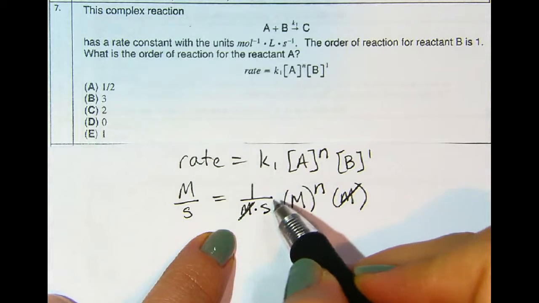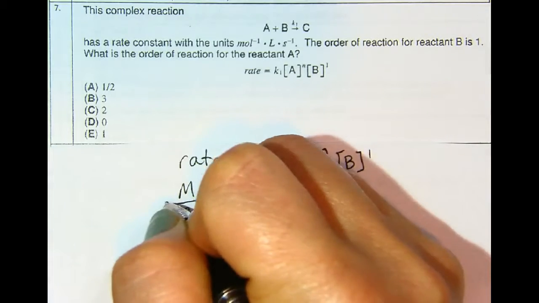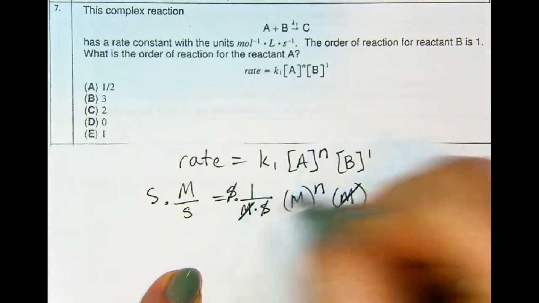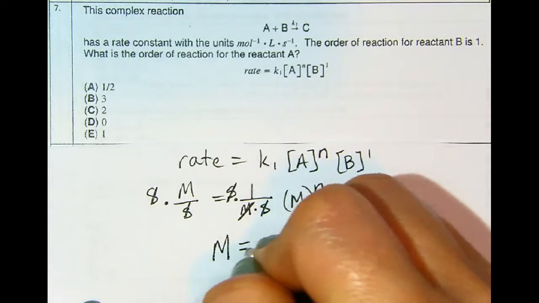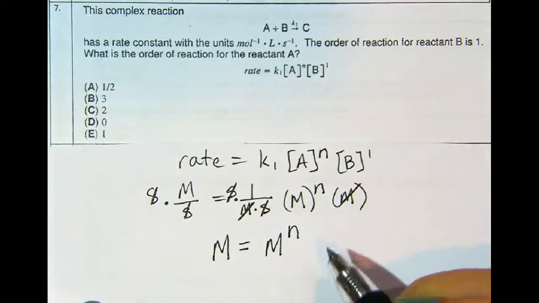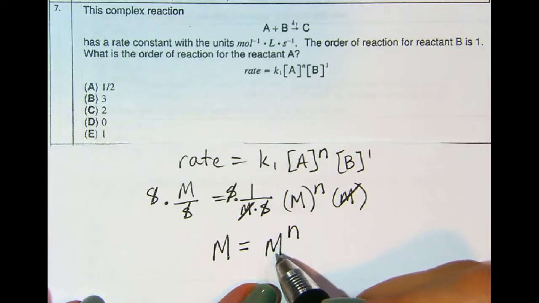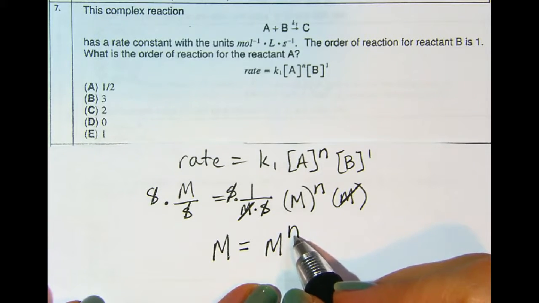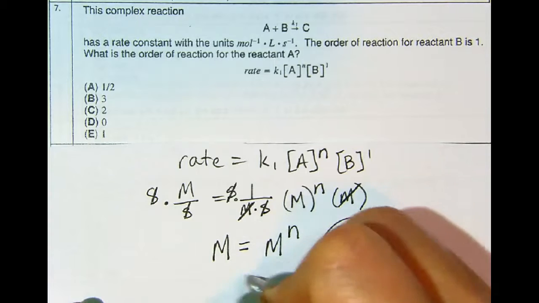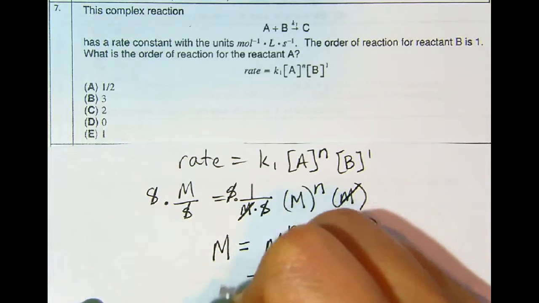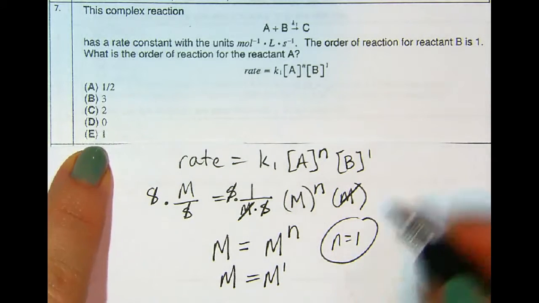Now, I'm going to go ahead and move this 1 over seconds to the other side. So I'm going to multiply both sides of the equations by seconds. So that's going to cancel out the seconds. This cancels out seconds over here. So what do I have left? Molarity is equal to molarity to the nth power. So what could N possibly be in order to make this a true statement? M raised to the power of blank is equal to M. And so N is going to have to be equal to 1 because molarity raised to the first power is going to just equal molarity. And so the order of A is 1, which is letter E.